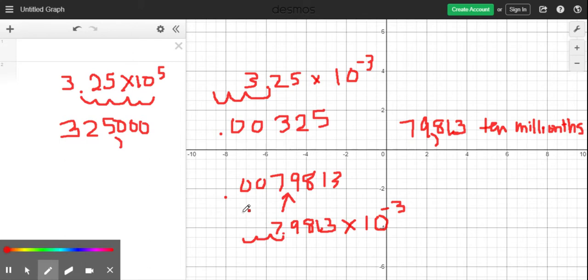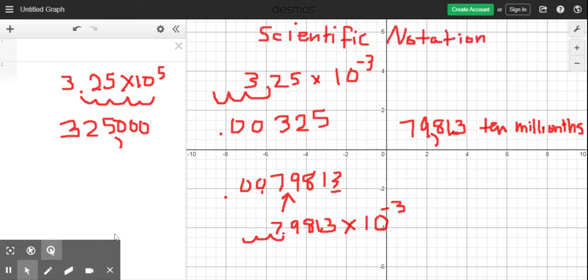Okay, so looking at what place value we end up with at that last numeral 3, we have our tenths place, 0 tenths, 0 hundredths, 7 thousandths, 9 ten-thousandths, 8 hundred-thousandths, 1 millionth, 3 ten-millionths. So it's 79,813 ten-millionths is our number there. Whereas over in this number, the larger one, we have 325,000.